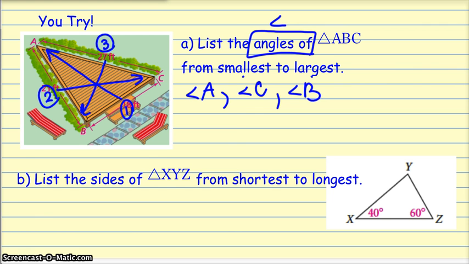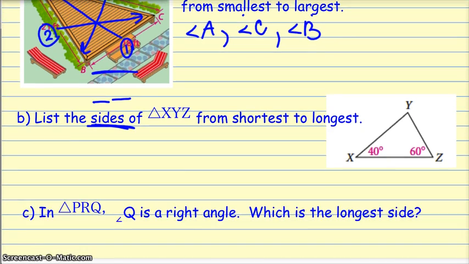Letter B says list the sides of triangle ABC from the shortest to longest. So when we deal with sides, we're talking about two letters with the side length over top. They only gave me 2 of the 3 sides, but I know that triangles add up to 180. Using my calculator, I determined that angle Y ended up to being 80 degrees. So I need side lengths. Well, let's first start with angles. That's the smallest angle, the next smallest angle, and the largest angle.